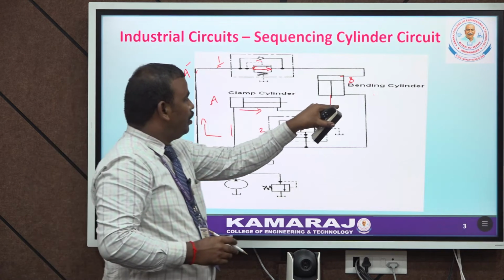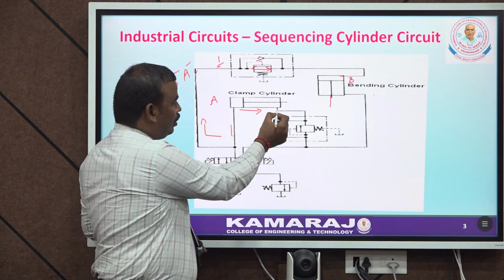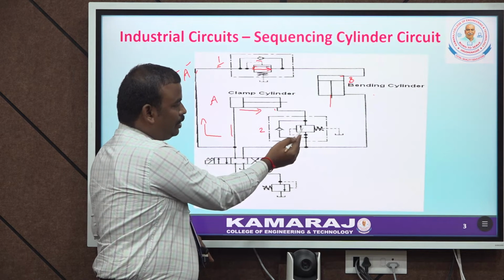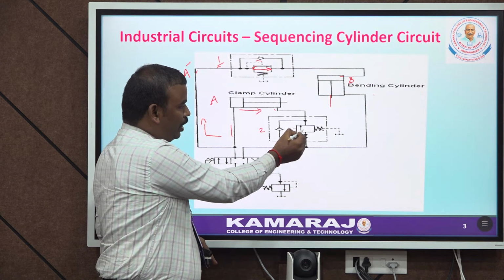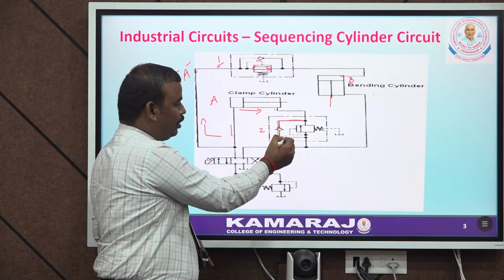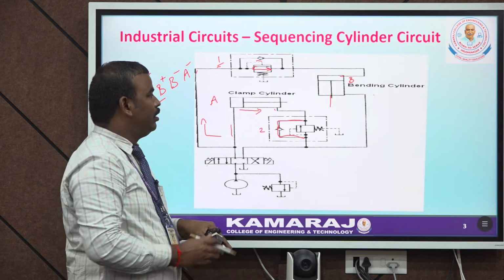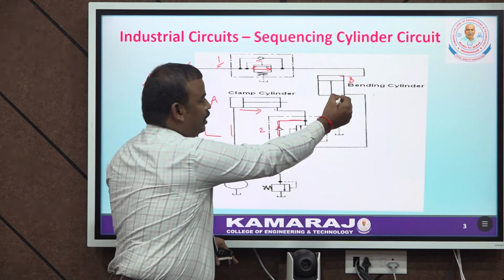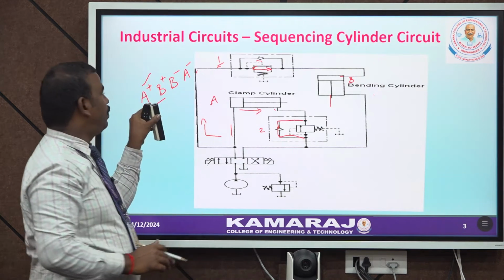While cylinder A is extending, the rod end oil flows toward the sequence valve. At that time sequence valve 2 is in the normally closed condition, so the oil does not flow to this side. The oil flows directly through the check valve to the reservoir. So cylinder A is extended, and similarly the B cylinder is also extended. At that time the B cylinder rod end side oil flows to the reservoir. So now A plus, B plus is achieved.